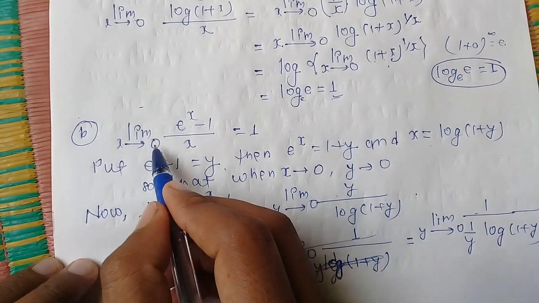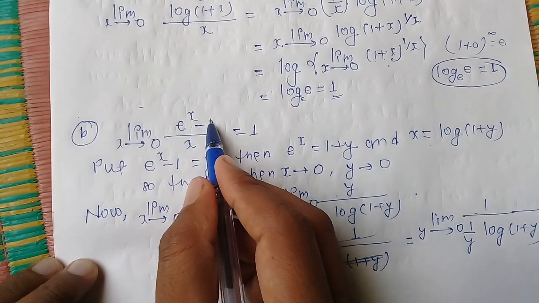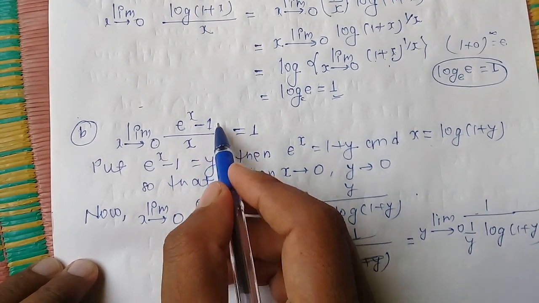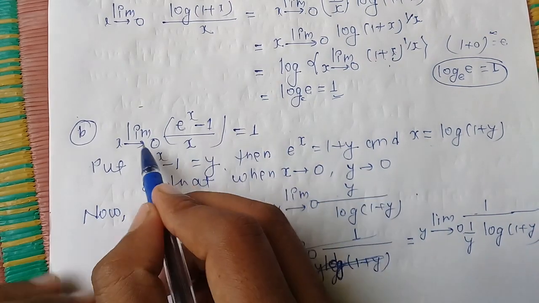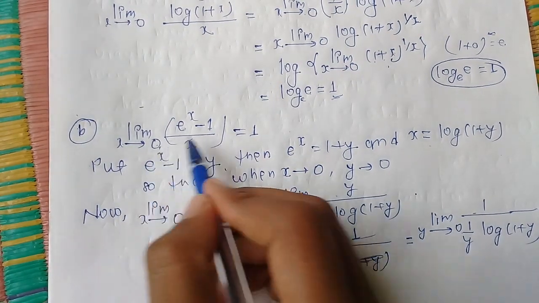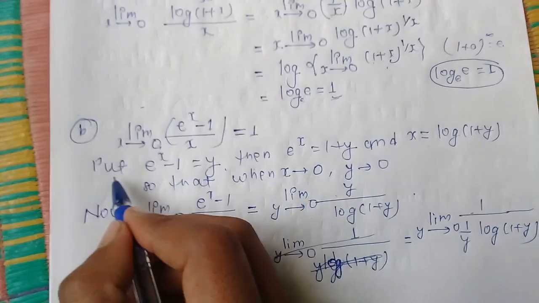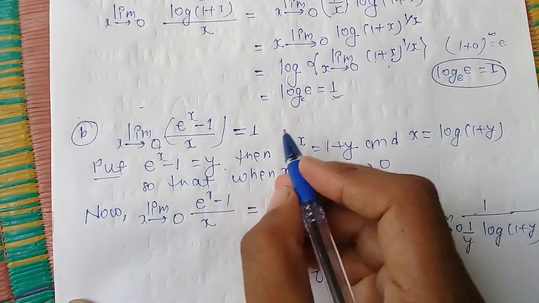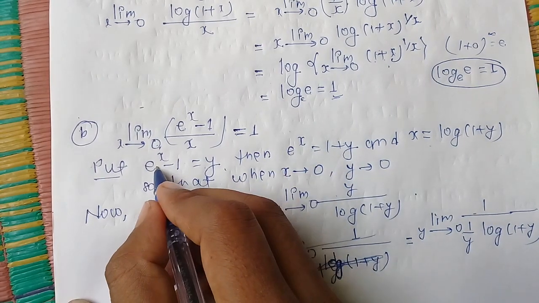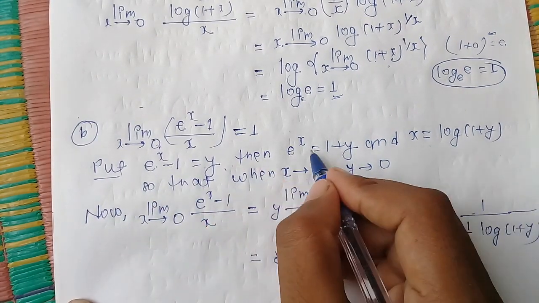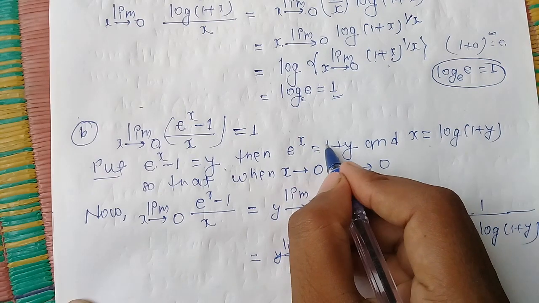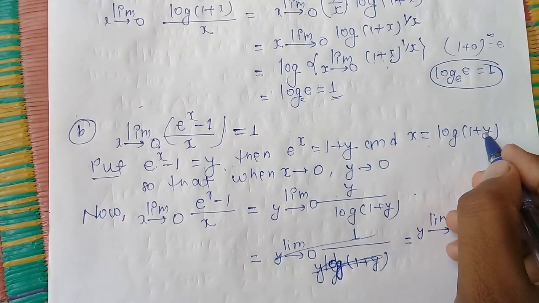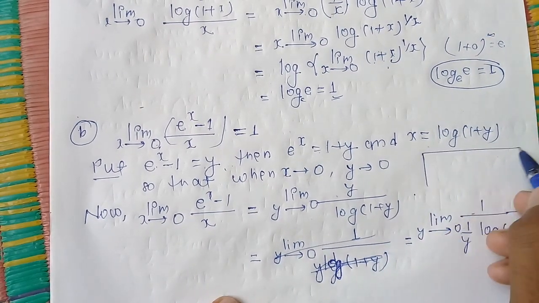Now next, limit x tends to 0, e to the power x minus 1 divided by x is equal to 1. If any function is in this form and its limit as x tends to 0 is taken, the value is 1. For this, put e to the power x minus 1 is equal to y, then e to the power x is equal to 1 plus y, and x is equal to log 1 plus y, taking log on both sides.